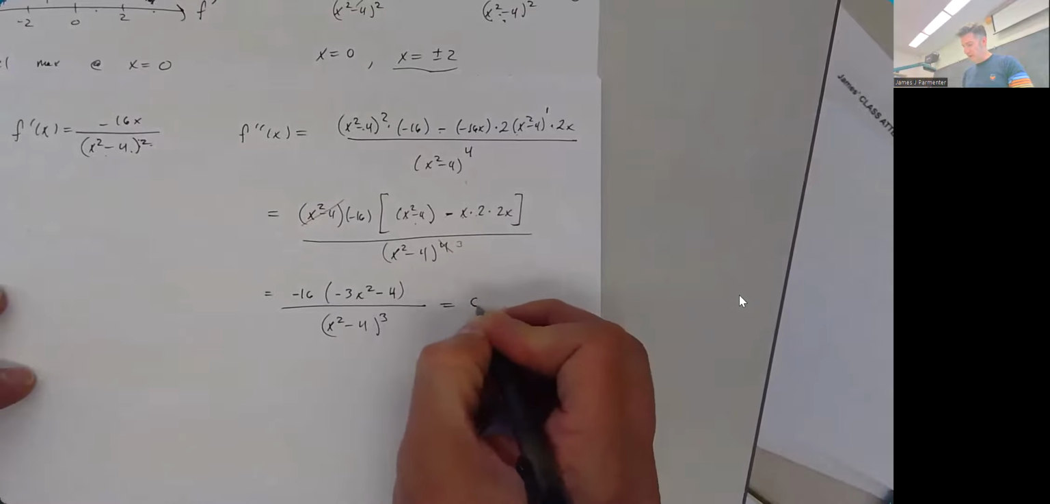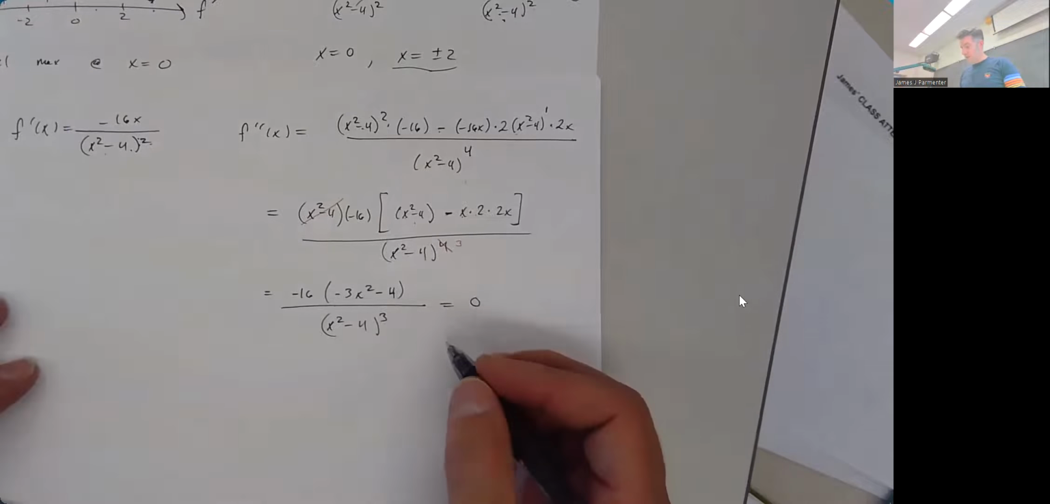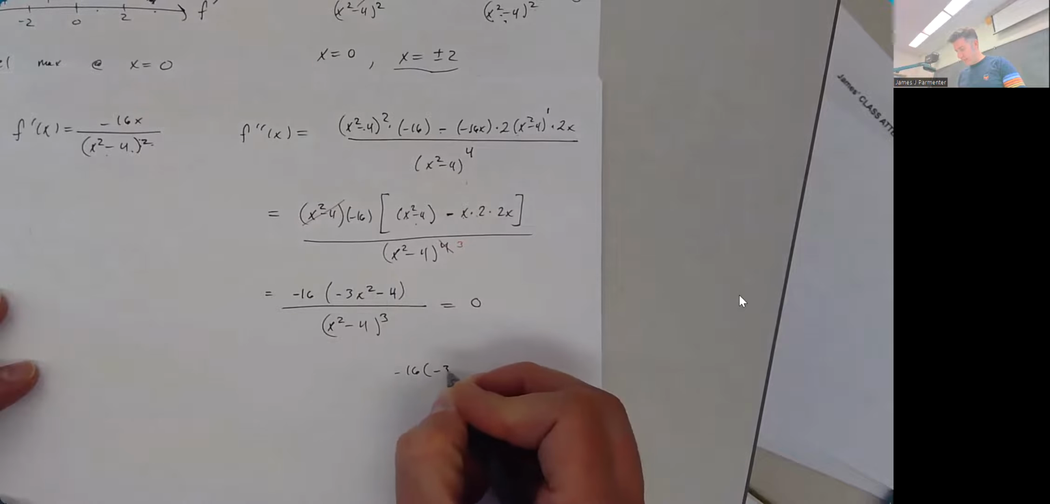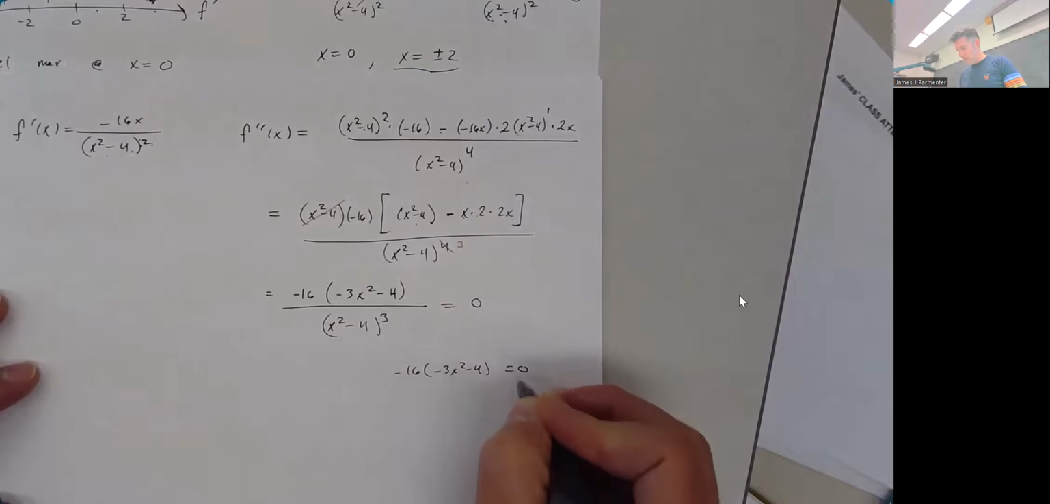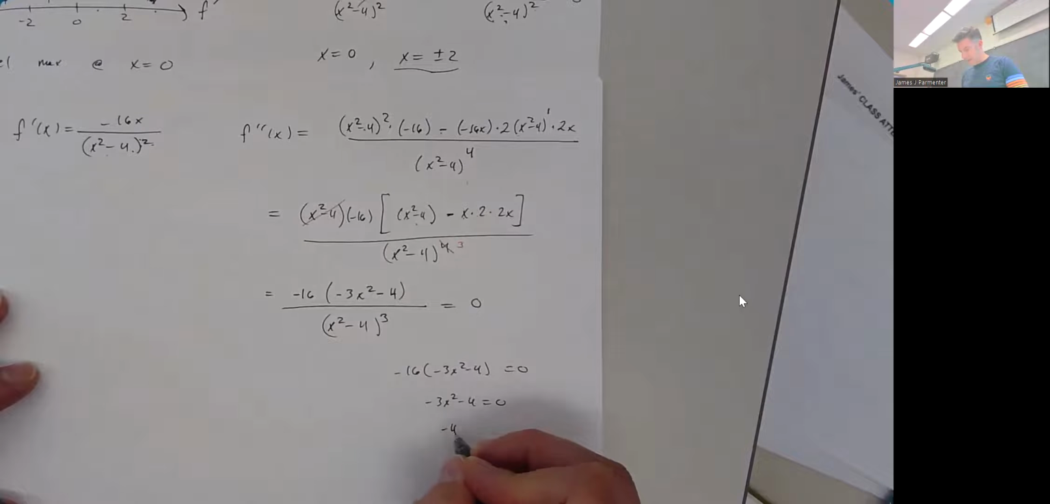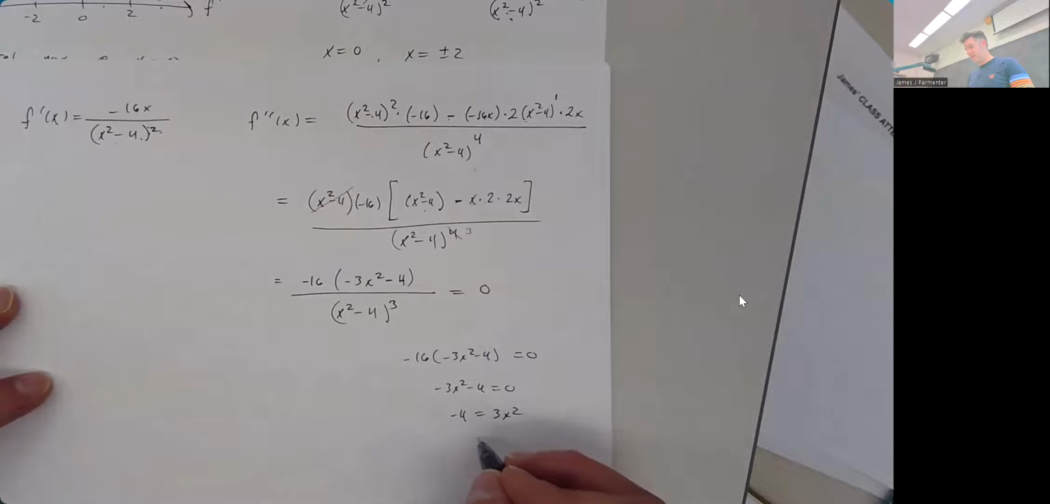If I set this equal to 0, well, again, when we set a fraction equal to 0, we really just set which part equal to 0? The top or the bottom? Top. If you're trying to figure out where it's undefined, it doesn't mean you set the bottom equal to 0. We already know where it's undefined. It's going to be undefined at 2 and negative 2. So we set the top equal to 0: negative 16 times negative 3x squared minus 4 equal to 0, which is really negative 3x squared minus 4 equal to 0, which is really negative 4 equal to 3x squared. And right there is, I think, where we can see, no solution.